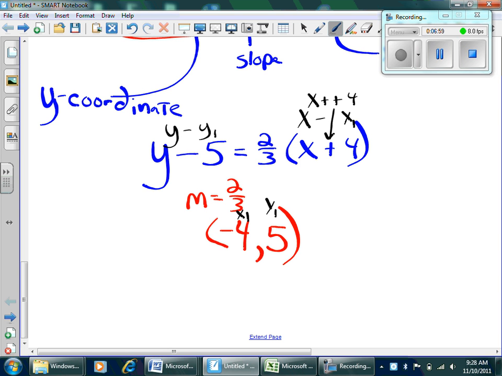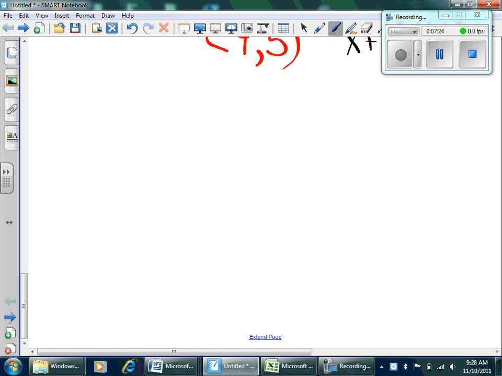One more time. It would be x minus whatever x sub 1 is. Well, if x sub 1 is -4, then those would change to x plus 4. So you see, this is the value of x sub 1. Now that I have the point and the slope, I could plot the point, rise and run, get my graph. Real easy. Let's try another one.